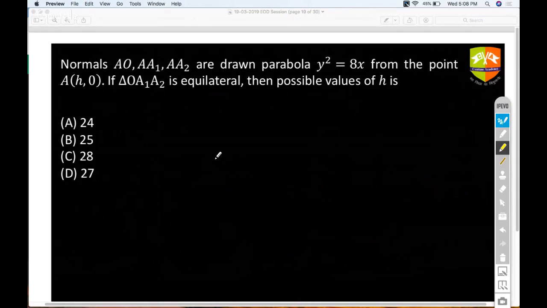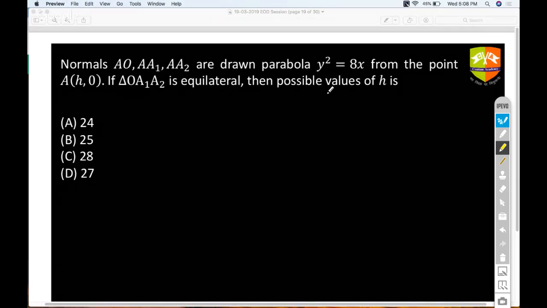Next, normals OA1, OA2 are drawn to the parabola y square is equal to 8x from the point h comma 0. If triangle OA1A2 is equilateral, then the possible values of h.